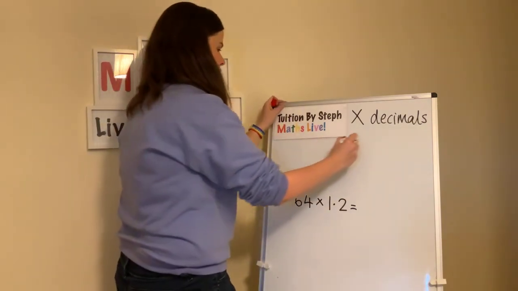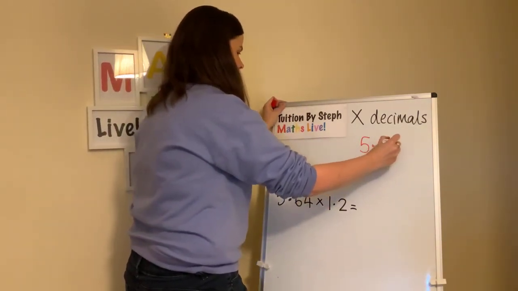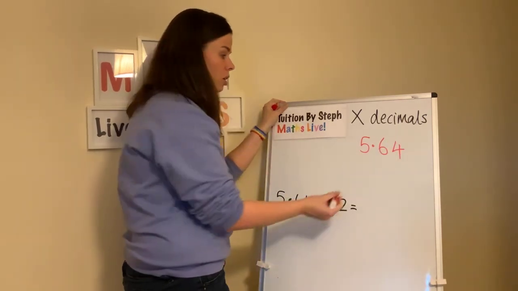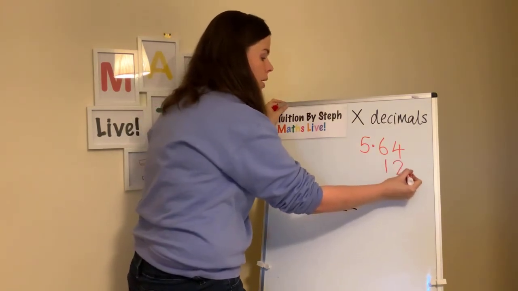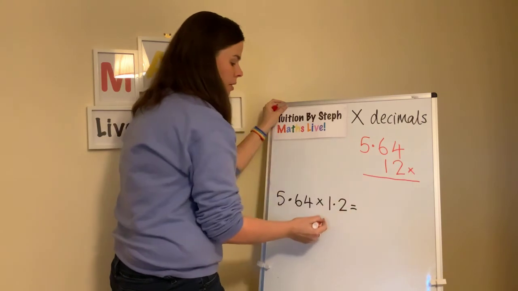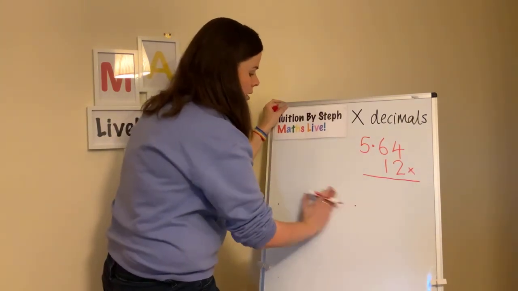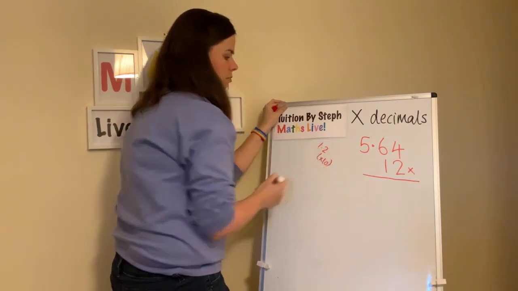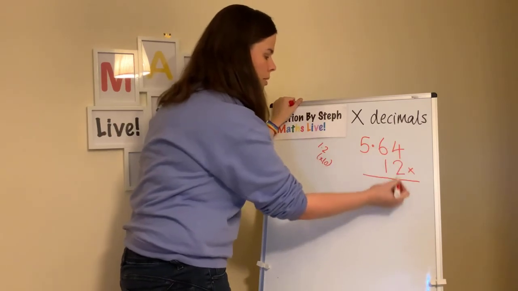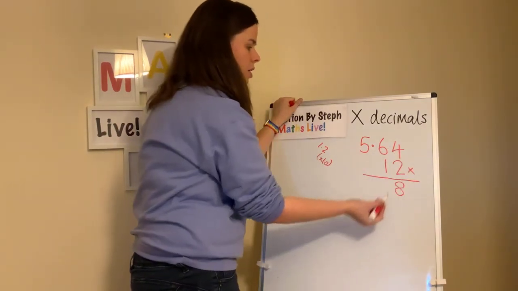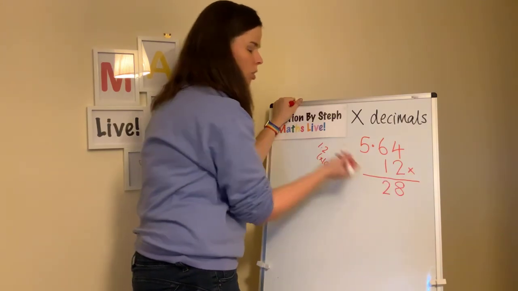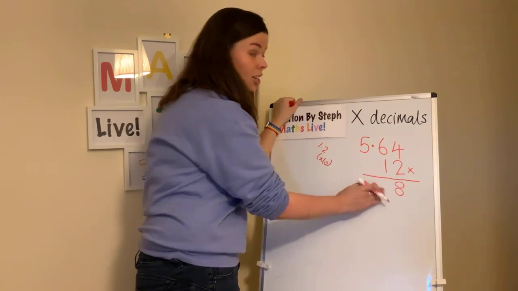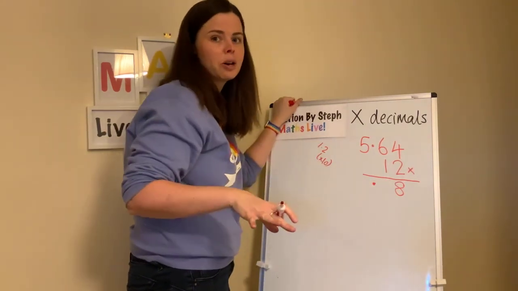Okay, so the question is 5.64. We're timesing it by 1.2, but we're not, are we? Shh, because we're going to make it into 12. Okay, because we timesed it by 10. So we've done that. Don't forget. Okay. 2 times 4, 8. 2 times 6 is 12. Oh, what did I not do? I didn't put the decimal point in. So I'm going to go back and check. Okay. For once, that was an on-purpose mistake.